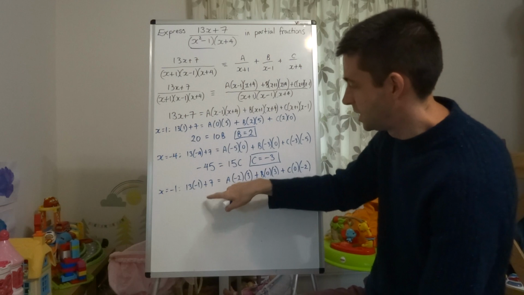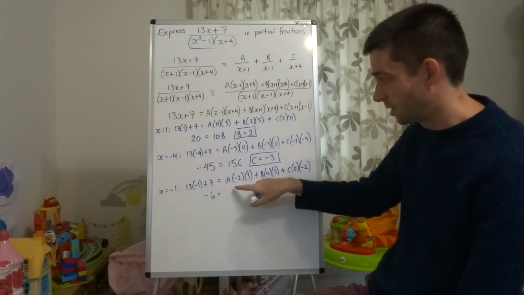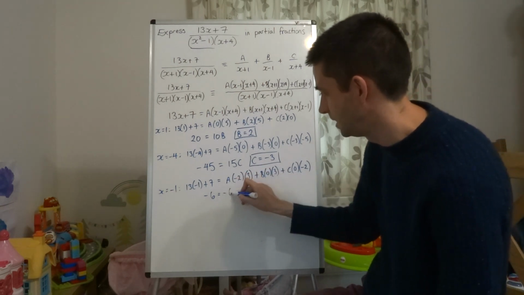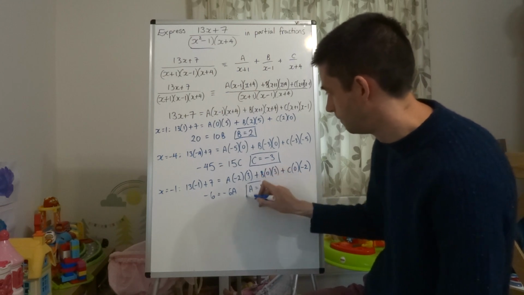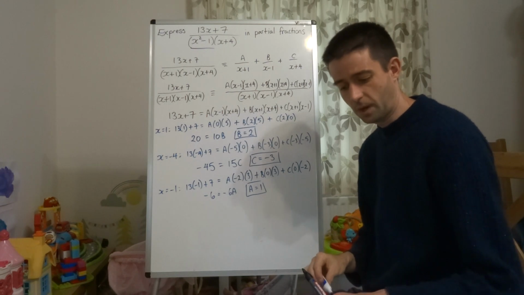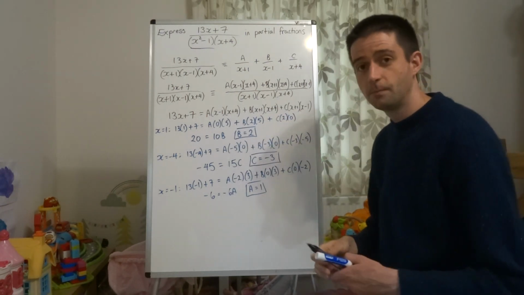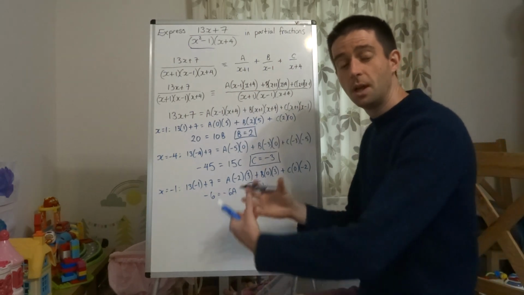Negative 13 plus 7 is negative 6. Again, be careful with signs here. Negative 2 times 3 is negative 6, so it's negative 6a, which means that a is positive 1, dividing negative 6 by negative 6. Right, so I've found the value of a, the value of b, and the value of c. So all I need to do now is to rewrite my expression with those values put into the right hand side.